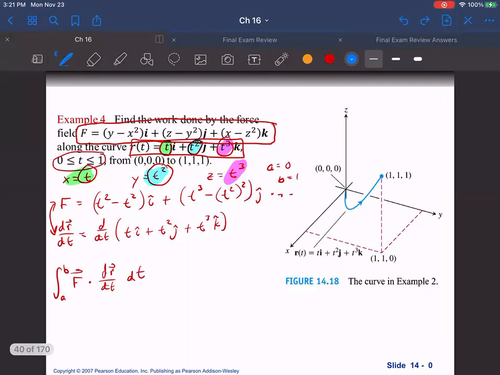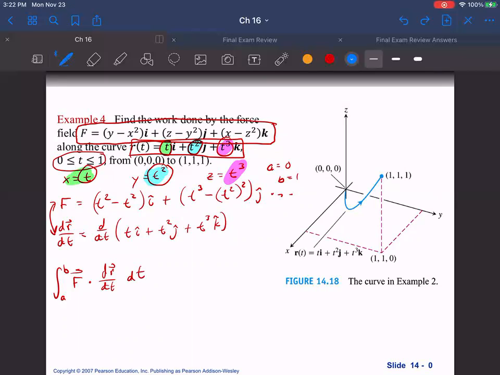Here's another example. Hopefully it's not too messy and you can read that there. If not, just take a look in the actual notes online. It says, find the work done by the force field F equals y minus x squared in the i direction, z minus y squared in the j direction, and x minus z squared in the k direction along the curve r of t equals t in the i direction, t squared in the j direction, and t cubed in the k direction. And t goes from 0 to 1, and we're going from the point 0, 0, 0 to 1, 1, 1.